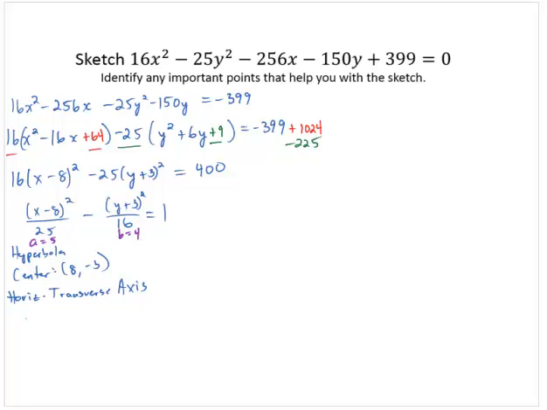So to find the vertices, I would move the center left and right 5. So the vertices would be at 8 plus or minus 5, comma, negative 3. And so that's 3, negative 3, and 13, negative 3. Alright, so let's start the sketch.